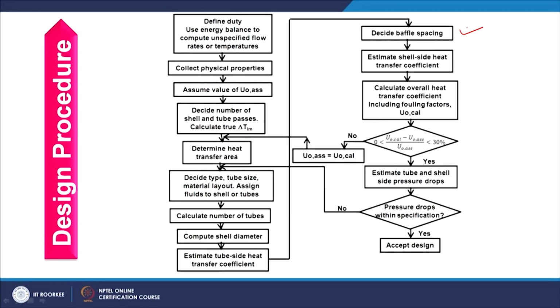Okay. So, to start, as an initial guess, you can consider 0.3 into ds as baffle spacing. Once you have that baffle spacing, you can find out the shell side heat transfer coefficient. And for that, you also have to fix the cut. Which cut? The baffle cut, right.